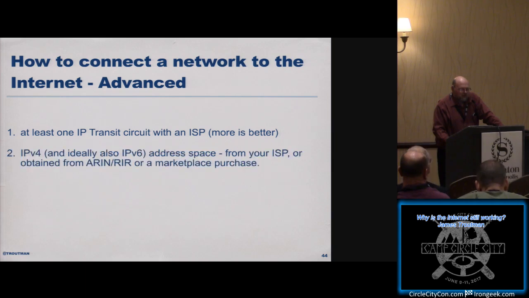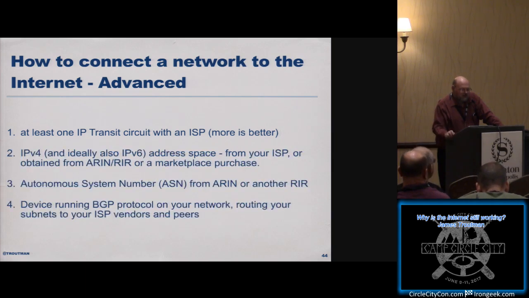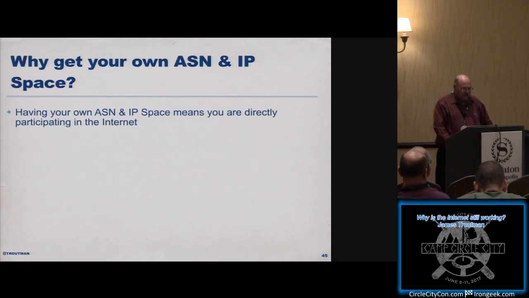But if you want to be a little bit more advanced, you get yourself at least one IP transit circuit with an ISP. You get your own IPv4 and ideally V6 address space, either from your ISP or really you should buy it or get it from a registrar somewhere. Get your own ASN and get yourself a router that is capable of running BGP, or set up something open source and do all that work.